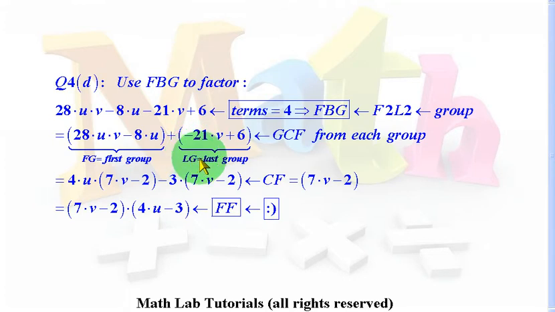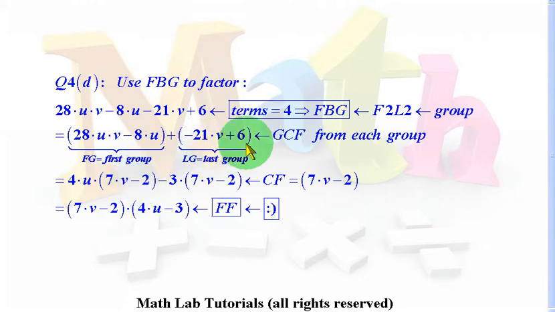Okay, so now the idea is to look at the first group and only the first group and factor out the GCF. We find that the GCF of 28 and 8 is 4. And also the lowest power of u is u, and that's the GCF. And then when we do term divided by GCF, we get 28 divided by 4 is 7, and uv divided by u is just v. And then we'll do term divided by GCF again, minus 8u divided by 4u is just minus 2.